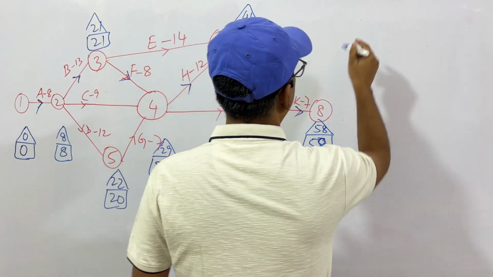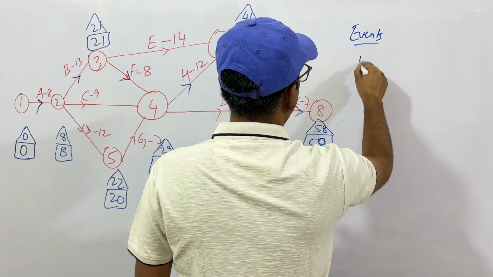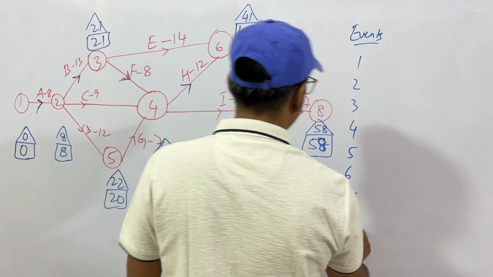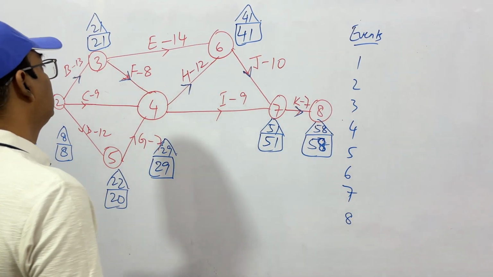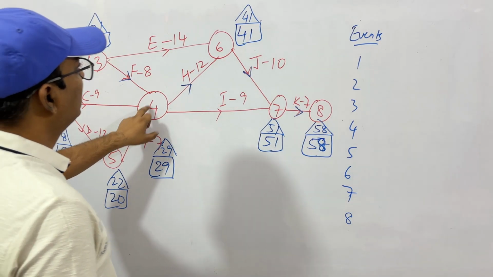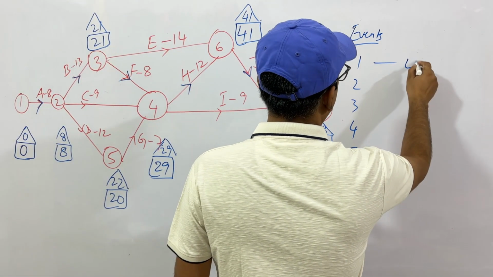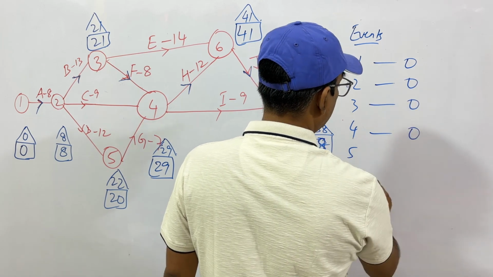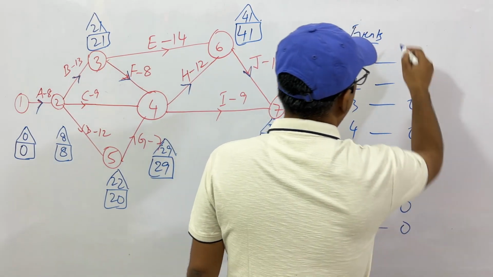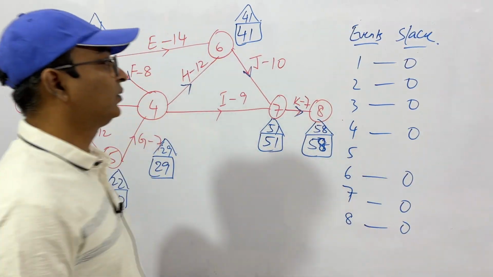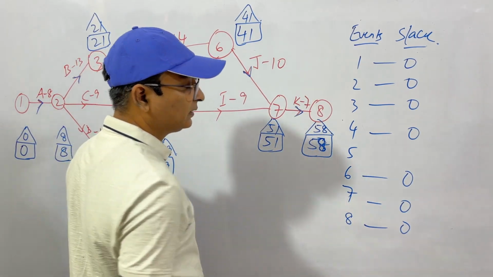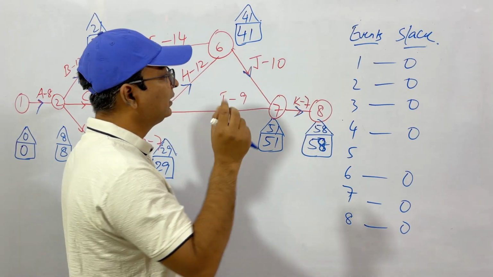So our events are up to 8. So events 1, 2, 3, 4, 5, 6, 7, 8. I told you any event on the critical path, you cannot escape it. You cannot give any delay to it. So 1, 2, 3, 4, 6, 7, 8. So the slack is 0. See 7, 51 minus 51, 0, 58 minus 58, 0. That is, because it's on the critical path, you cannot delay it by even a single day.